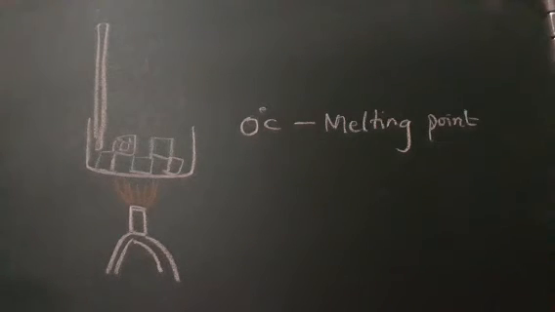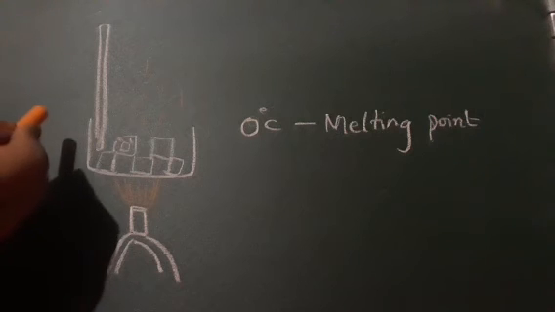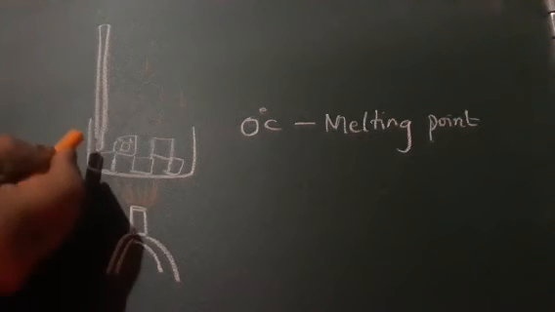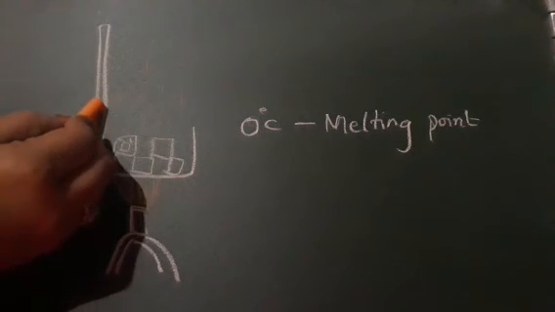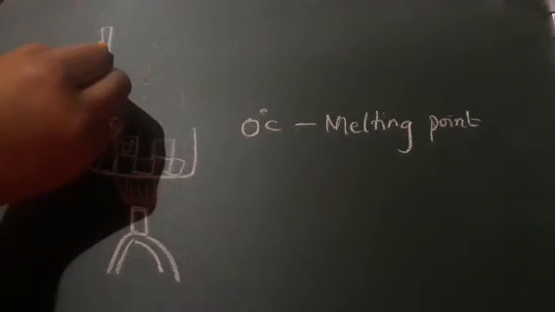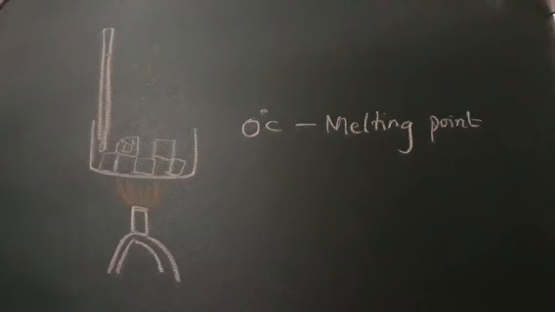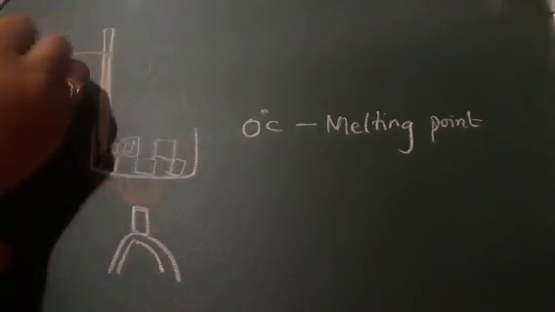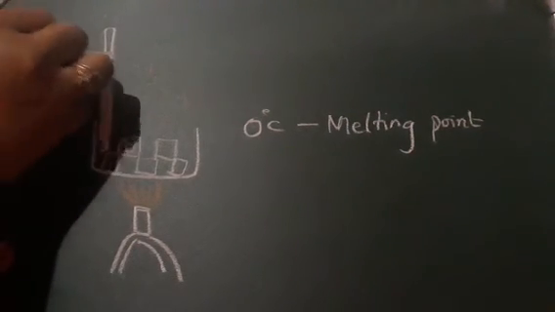Then slowly you can see that the water starts boiling, and it will start boiling as it gets converted into steam. Then the mercury level starts rising and reaches a point beyond which it does not rise. So this is marked as 100 degrees.